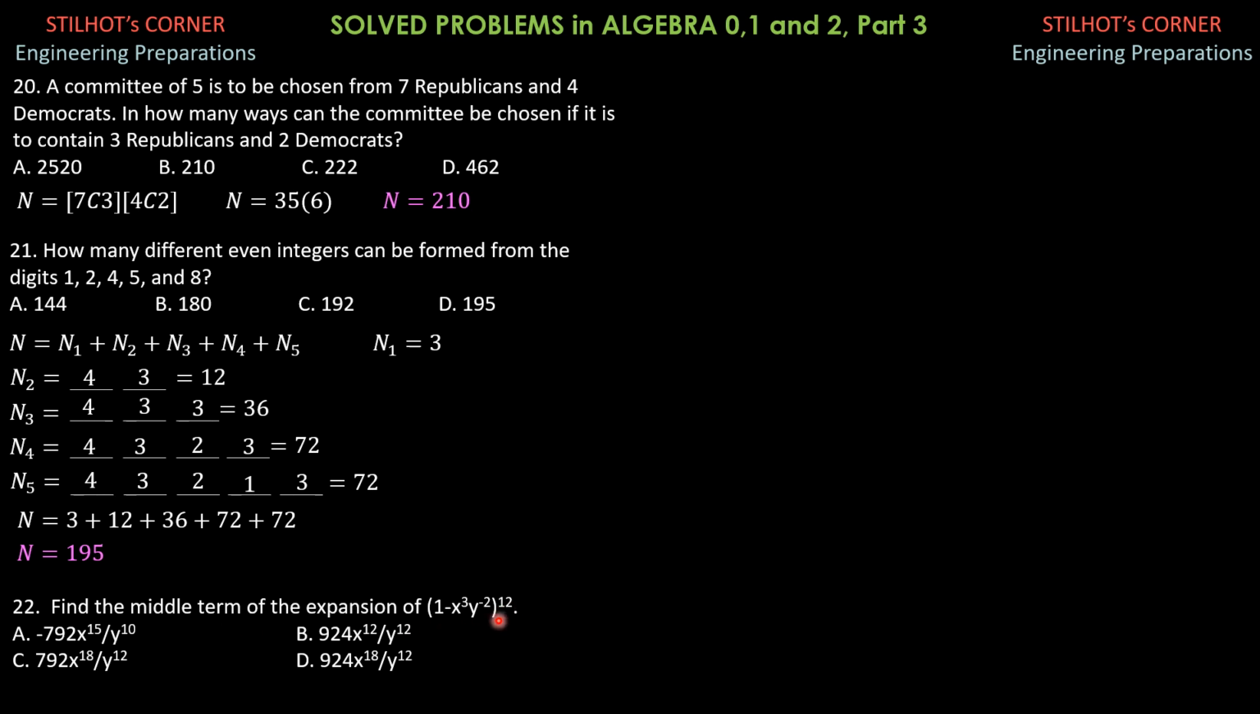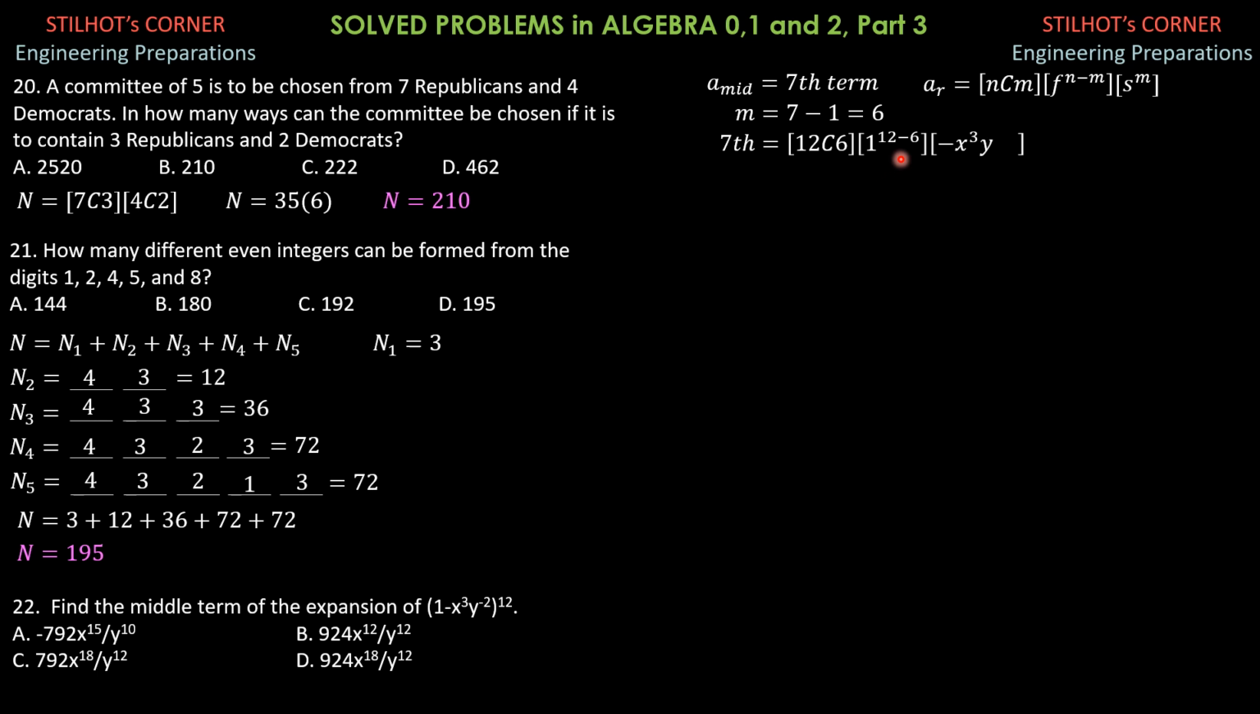Because the middle term is the 7th term and m is r minus 1, 7 minus 1 is 6. The formula for the mth term is n combination m, first term to the n minus m, second term raised to m. Substituting, n is 12 and m is 6. The 7th term is 12 combination 6, first term 1 to the 12 minus 6, second term (-x³y⁻²) raised to 6.